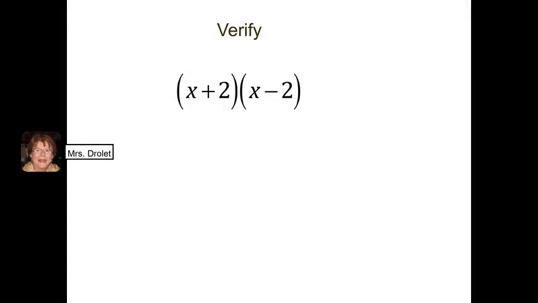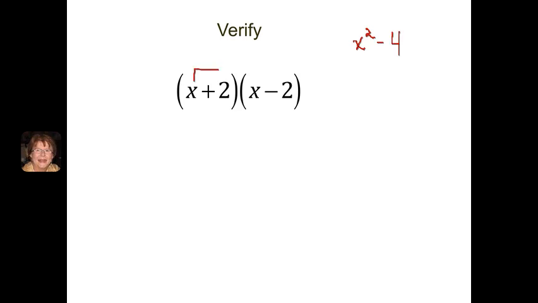So you can always verify to make sure that you do have the correct factors. So we found the factors of the previous example. How do we verify? We're going to use our FOIL method to make sure that we had that original expression, which was x squared minus 4.